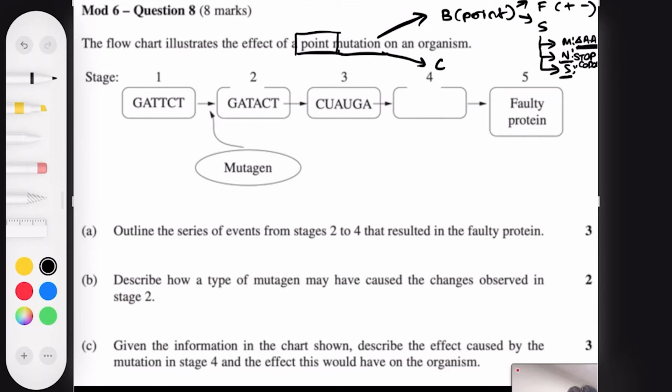Good. So nonsense mutation produces a stop codon, and silent produces the same amino acid. Good. Now, what you see here is a point mutation, and what has occurred? You've gone from TCT to where? ACT. Do you all agree? That's the effect here. It's a base substitution.